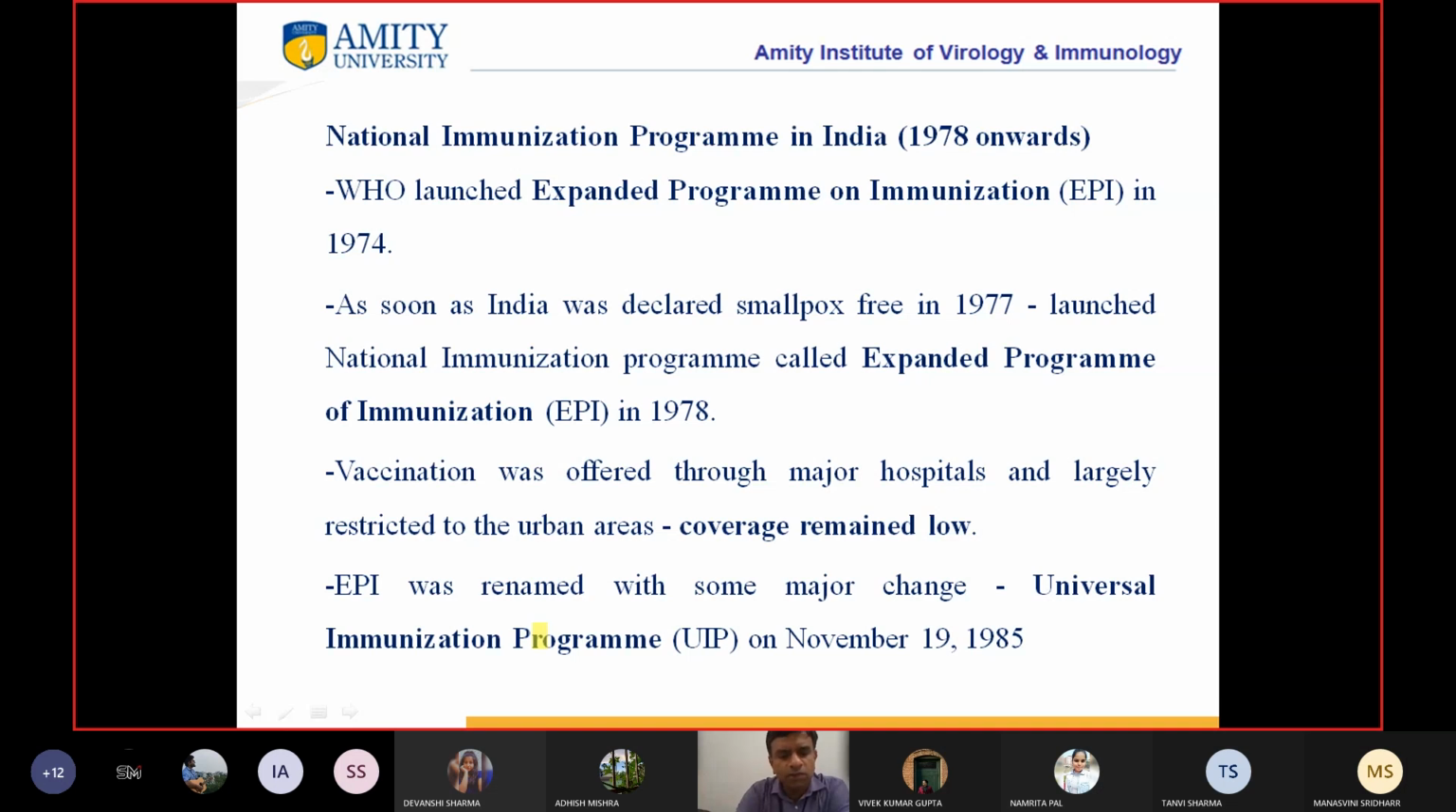So therefore the government had to do something. The government renamed it with some major changes. The EPI was renamed, its objectives were reframed. Some major changes were done in that program, and it was renamed as the Universal Immunization Program. That came up in November 1985. So the EPI was later on renamed as UIP.